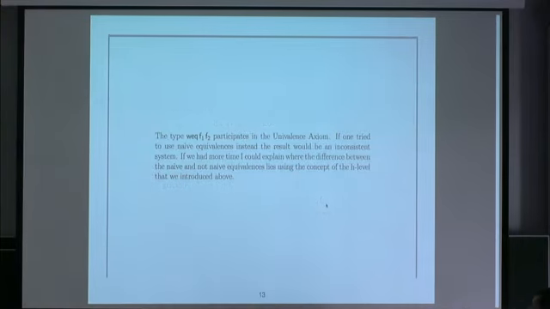This type of weak equivalences participates in the univalence axiom, which is of extreme importance in this whole field. And if one tried to use naive equivalences instead in the univalence axiom, the result would be an inconsistent system. If we had more time, I could explain where the difference between the naive and non-naive equivalences lies, and it's related to the concept of H level.